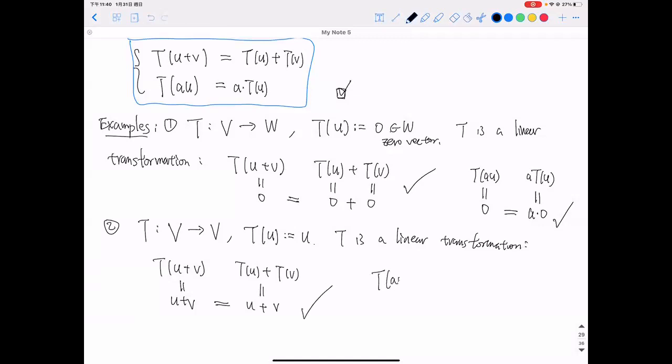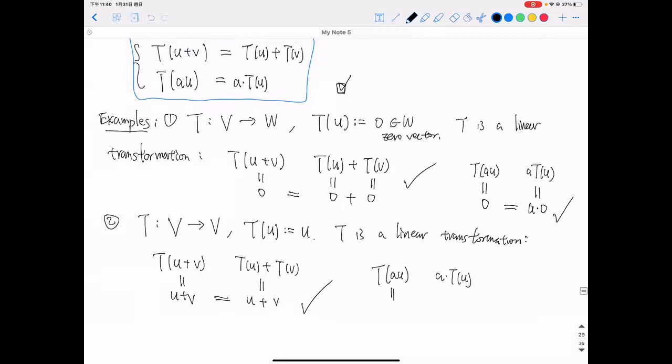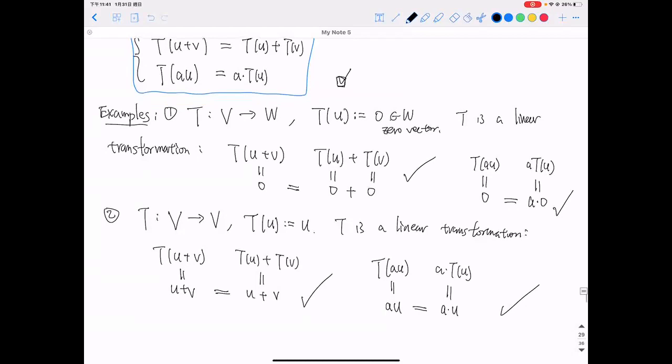Now T of AU and A times T of U. To compute these two is also straightforward. T of A times U is AU because T sends any vector to itself. So T of U is U. A times T of U is A times U. That's AU. So once again, the property is satisfied. So you indeed have a linear transformation. And this one goes by the name of the identity transformation.